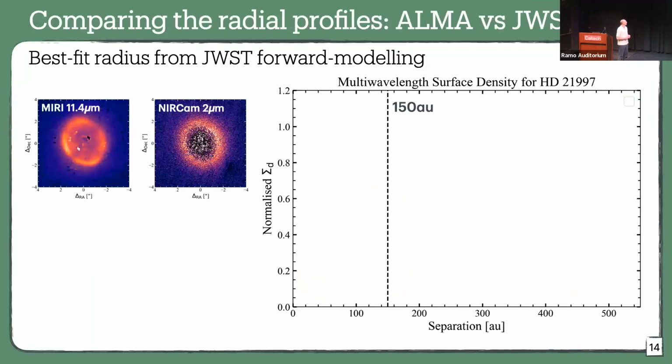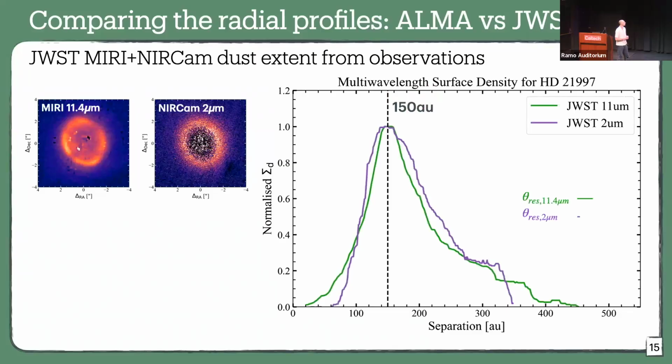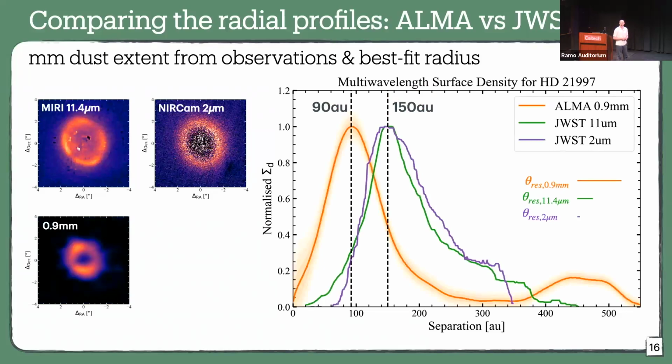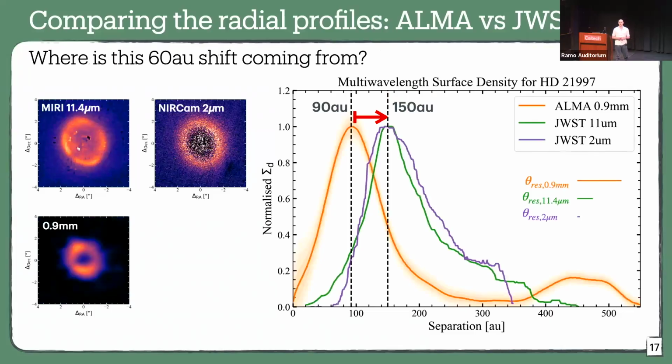Okay, so from our best fit models, we see that our peak surface density for our small grains is around 150 AU, and this matches quite well with our azimuthally averaged radial profiles for our NIRCam and MIRI observations. And we can basically do the same thing for our ALMA observations as well, and we find that our peak radius is actually at 90 AU. And so instantly from comparing our ALMA and JWST observations, we're seeing that our small grains are peaking 60 AU outwards compared to our large grains.